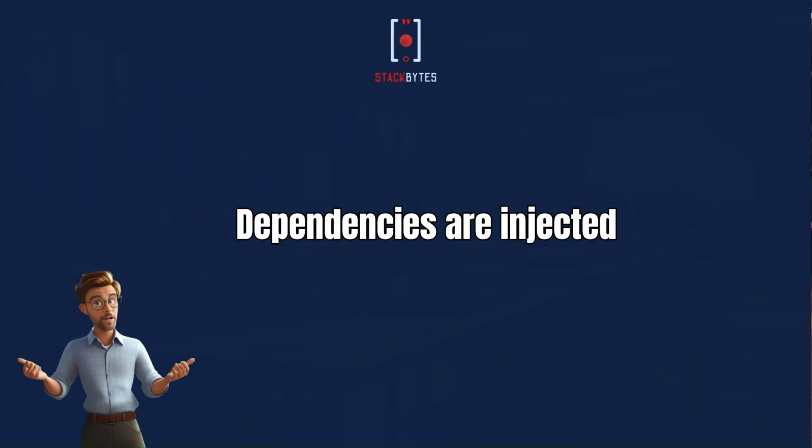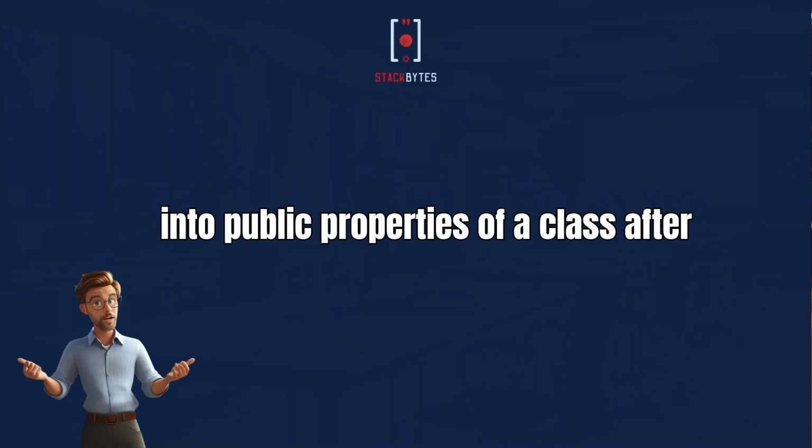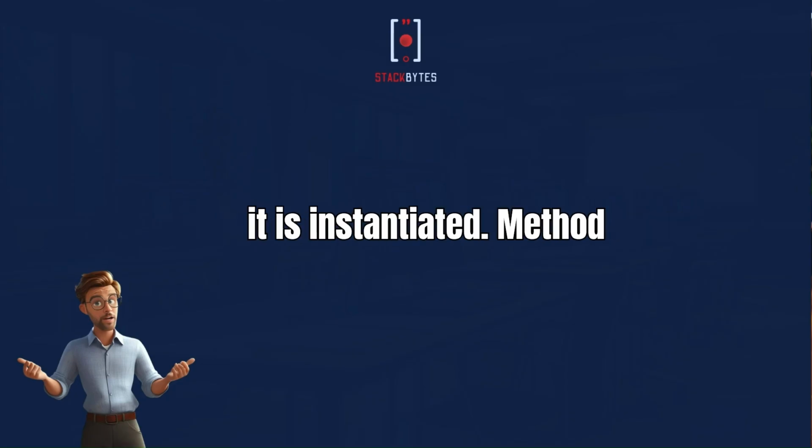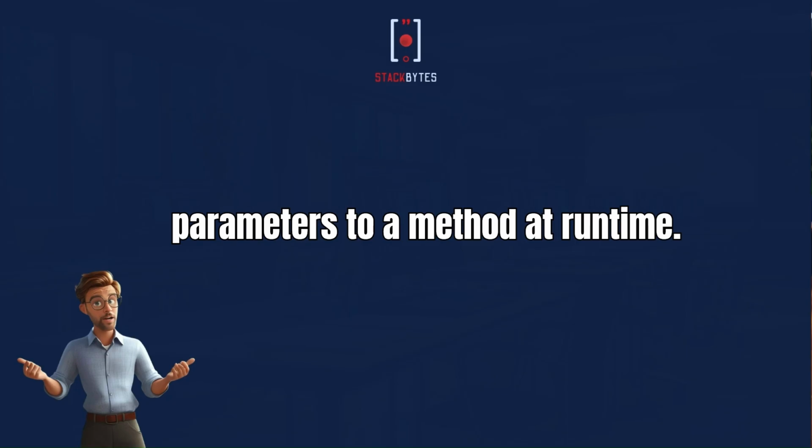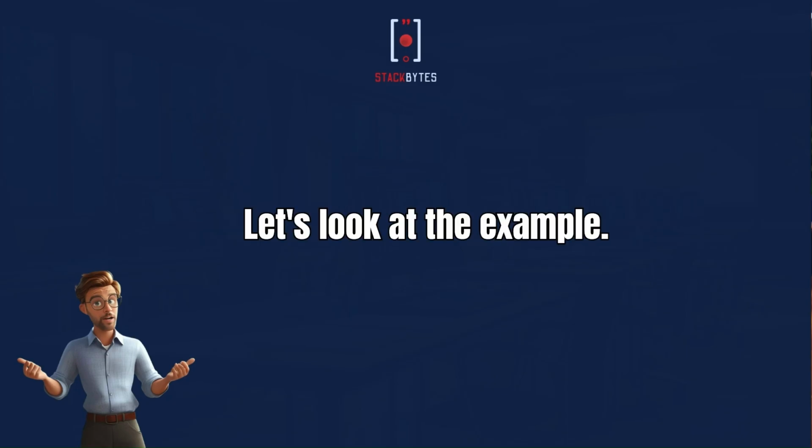Property injection: dependencies are injected into public properties of a class after it is instantiated. Method injection: dependencies are passed as parameters to a method at runtime. Let's look at the example.